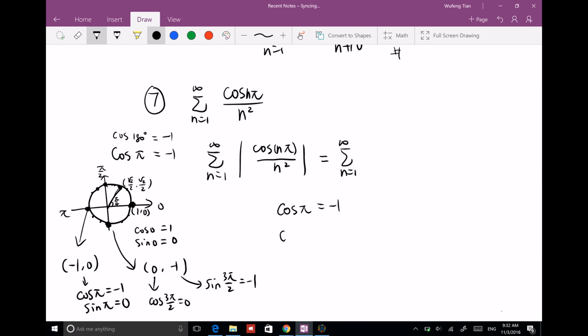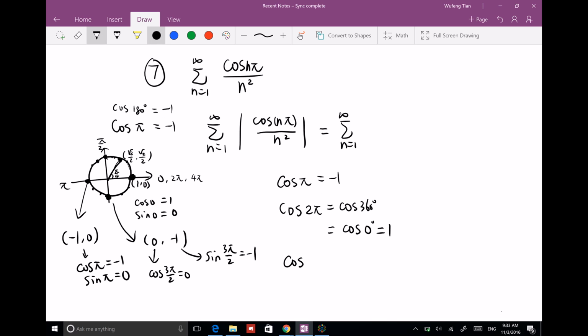Alright, so I want to ask you again, Nicholas, what is cosine 2 pi? Okay, so 2 pi is going back again, a circle going back to this one again. 0, 2 pi, and 4 pi is here again. So cosine 2 pi is cosine 360 degrees. It's back to 0 again. So it's 1, right? It's 1. Very good.